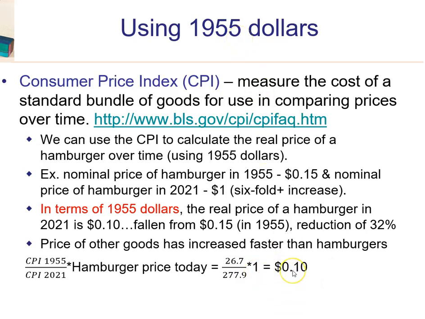So a dime in 1955 clearly is less than the 15 cents needed to purchase the hamburger in 1955. So this is a reduction in the real price of a hamburger: today's $1 is worth a dime in 1955. Compare that to the actual price in 1955 of 15 cents. This indicates a reduction of about a third, using 1955 dollars, in the real price of a hamburger. It has dropped by a third.